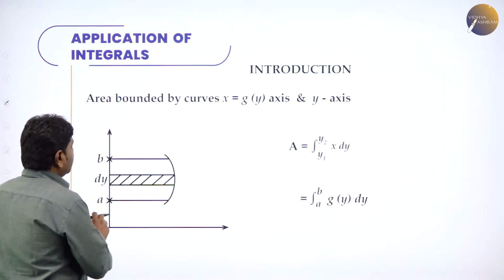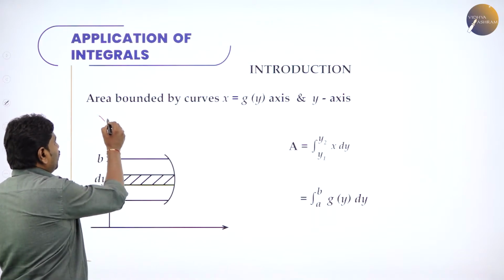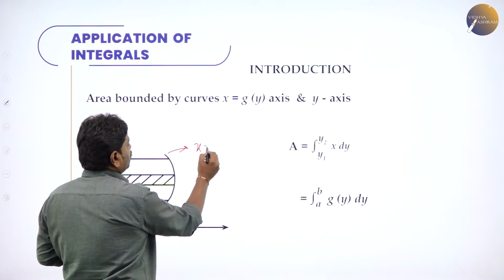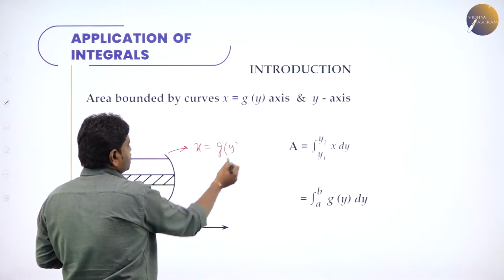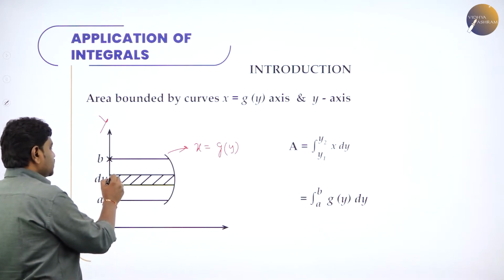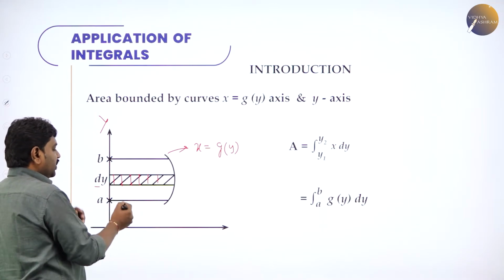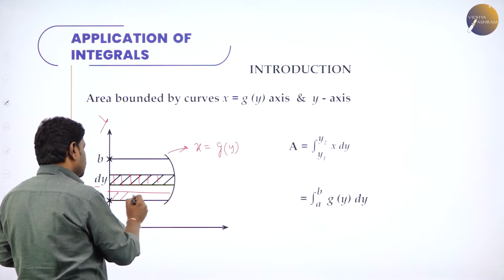Similarly, you can find area under the curve and y-axis. This is what axis? Y-axis. This is the curve, and say the name of the curve is x is equal to function of y. Suppose x is made up of y, and you can see this is a small strip. What is the small strip width? dy. If I want area under the curve, I will take many such small strips.